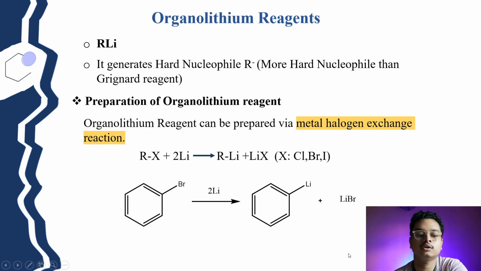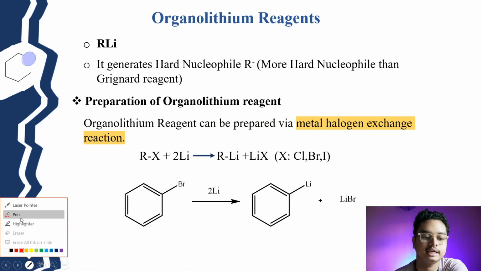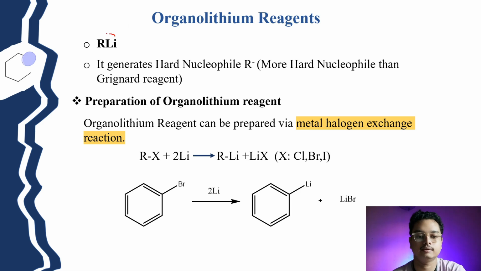First, organolithium reagent is written as RLi, and this reagent generates the R minus nucleophile. This R minus nucleophile is a hard nucleophile due to the presence of lithium, and it is a harder nucleophile than the Grignard generated nucleophile, because lithium has more charge density than magnesium, and that's why this nucleophile is much harder.